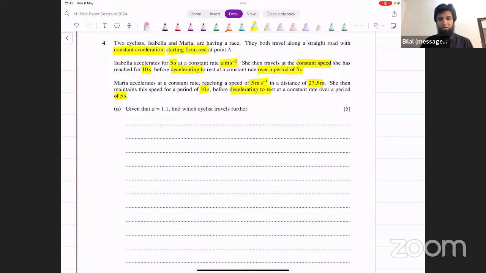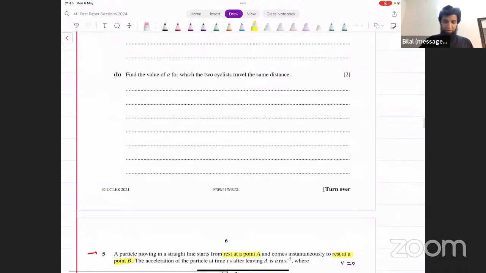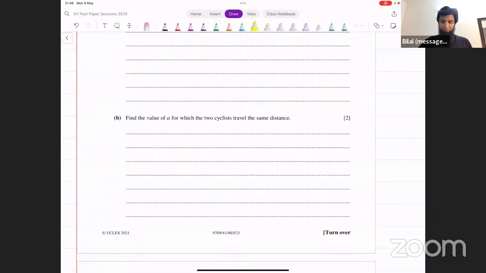So you're done with the first part? Yes, sir. So you found the total distance traveled by both the cyclists, right? Yes, sir. Okay, so now you're asked to find the value of A for which the 2 cyclists travel the same distance.